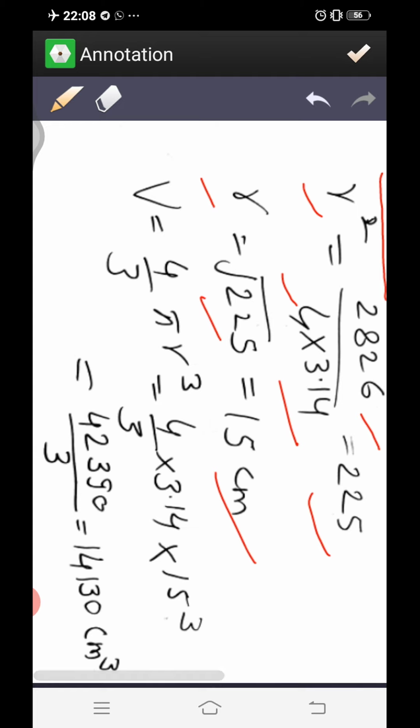So volume is equal to 4 by 3 pi r cube. 4 by 3, pi given 3.14, r cube, 15 cube. On calculation we will get 42390 divided by 3. So we get volume equal to 14130 centimeter cube, that is 14,130 centimeter cube.